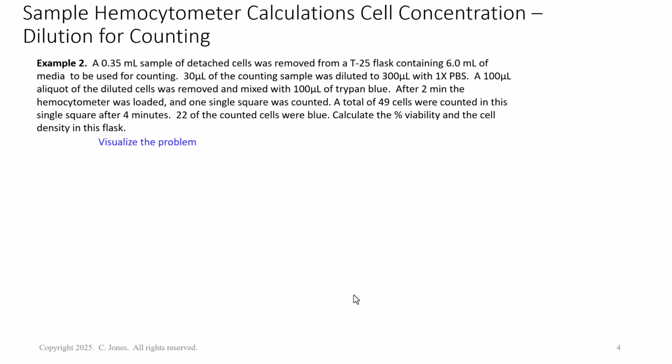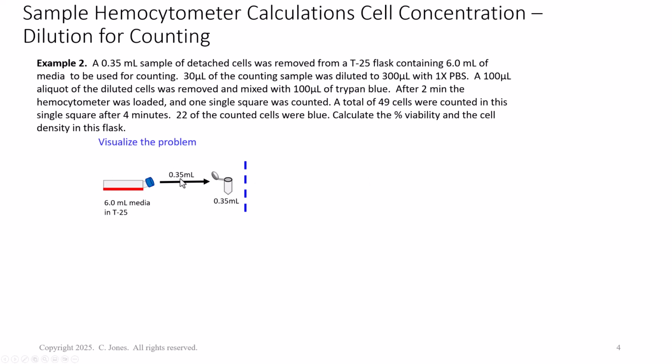Let's visualize the problem. We have a T25 flask containing 6 mL of media. So here's our T25 flask, 6 mL of media. And honestly, hopefully by now you realize the volume of media to solve this type of problem doesn't really matter. It will in the last segment, but it doesn't really matter here. Okay. And then it says that we removed 0.35 mL. Okay. And again, we're doing this in the BSC aseptically.